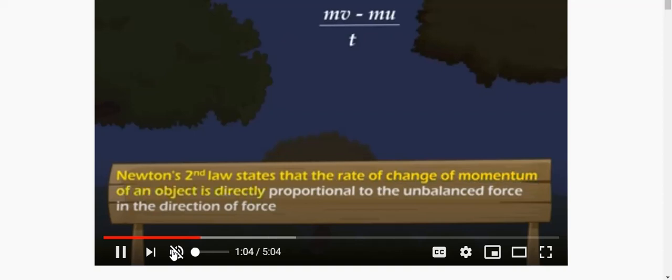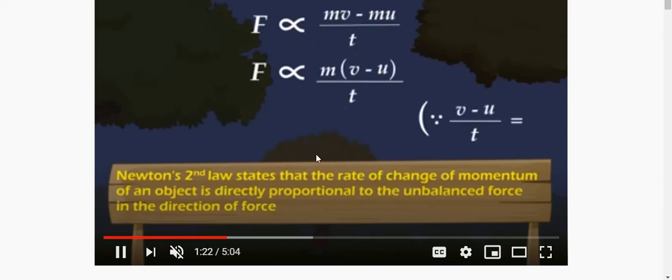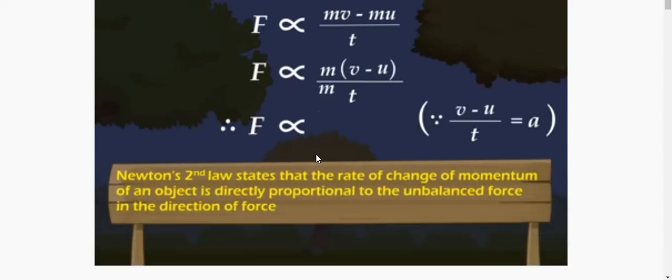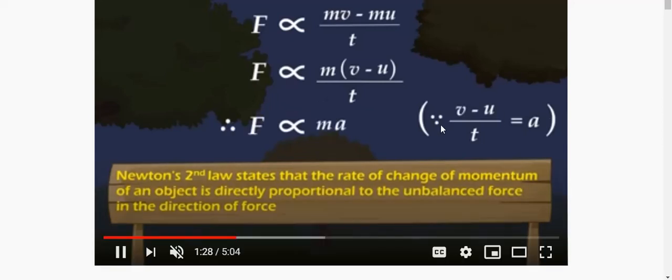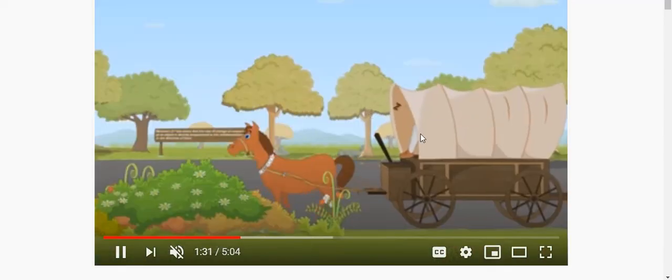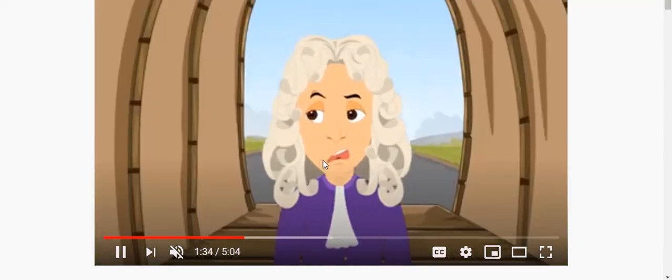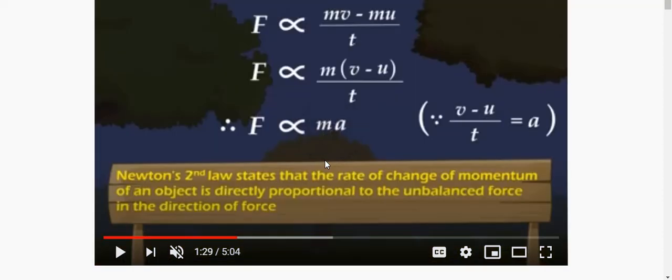So, Newton's second law states that the rate of change of momentum of an object is directly proportional to the unbalanced force in the direction of force. As force is proportional to the final momentum minus the initial momentum divided by the time. So we know that final velocity minus the initial velocity divided by time is equal to the acceleration. So substituting the value here, we will have force is proportional to mass times acceleration.